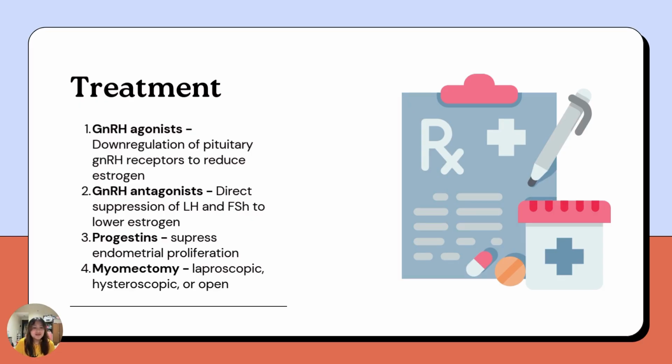And lastly, for the surgical treatment, this is considered when the symptoms are severe or medical therapy is not effective. And the main option is myomectomy, which removes the fibroid while preserving the uterus. And this can be done laparoscopically, by hysterectomy, or through an open procedure, depending on the size and the location of the tumor.